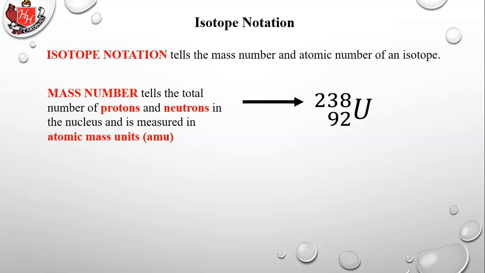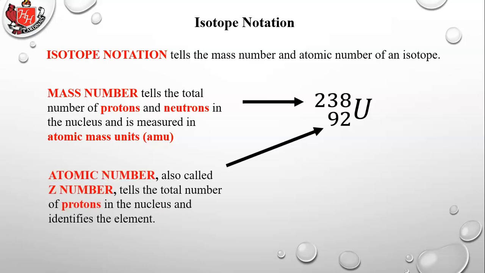So it tells you those two things: how many protons and neutrons, and what the weight or mass of that atom is. The number on the bottom there is called the atomic number, also called the Z number. So maybe you remember this from a while back, and that tells the total number of protons in the nucleus and identifies the element. Therefore, if you know the total number of protons and neutrons from the mass number, and you know the total number of protons from the atomic number, you can do a subtraction and figure out how many neutrons are in that atom.